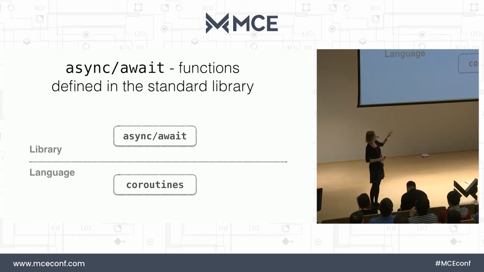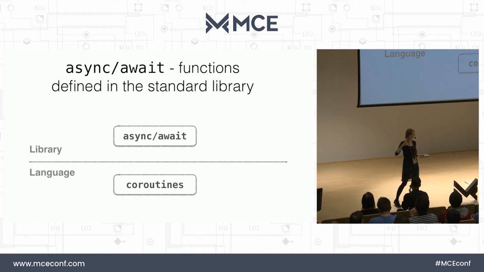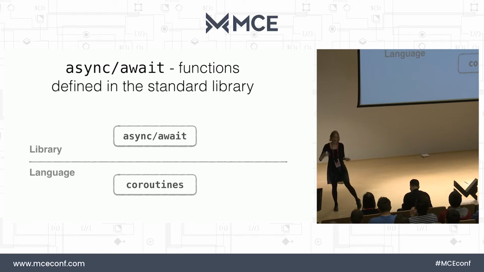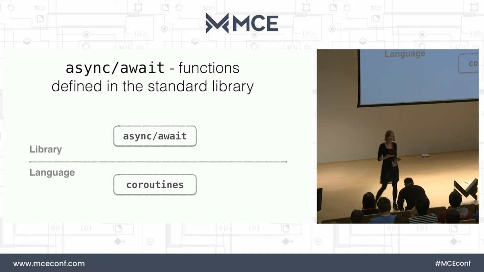You can think of it as follows. The language itself provides the support for coroutines, and on top of that, you can build lots of useful libraries implementing well-known patterns like async await. So here, coroutines live under the hood in the language, and async await are just functions.